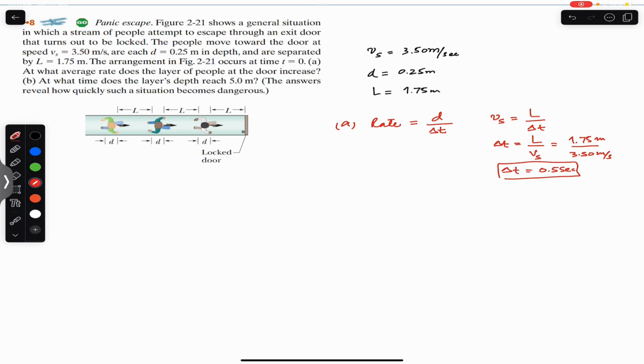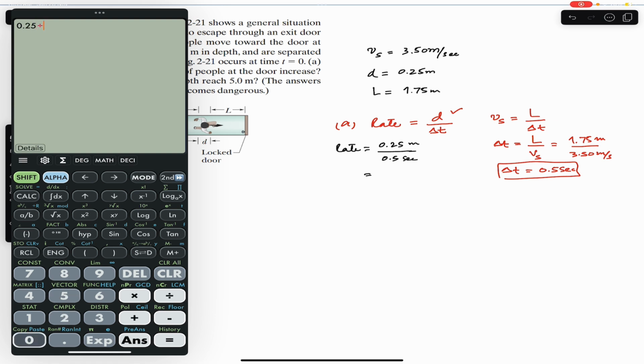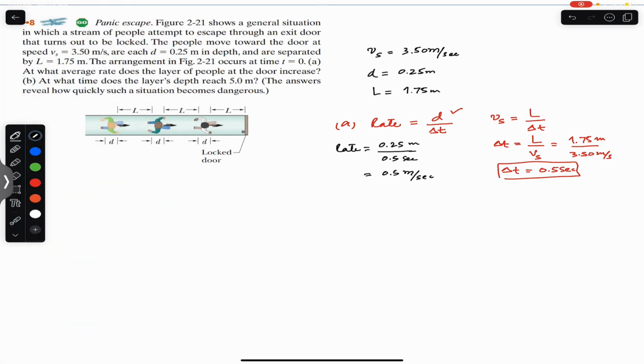Using this formula we will be able to find the rate. So the rate will be equal to the depth of a single body, 0.25 meters, divided by 0.5 second. So 0.25 divided by 0.5 gives us 0.5, so 0.5 meter per second. So each second the depth of the bodies is accumulating at a rate of 0.5 meter per second. Each second the depth is increased by 0.5 meters. So this is the rate which was required in part A.